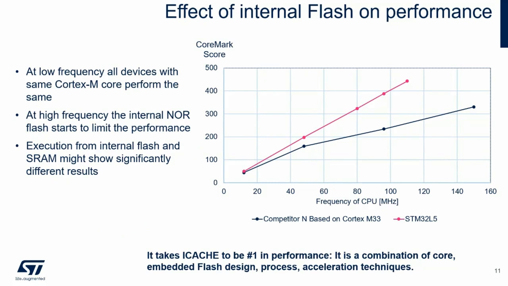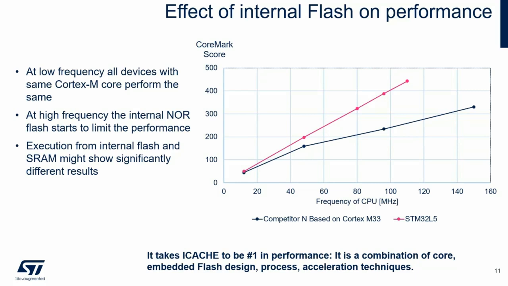In the graph, you see the dependency of CoreMark score on the frequency of the core for STM32L5 and one of our competitor that is also based on Cortex-M33. In both cases, the code is executed from internal flash. At low frequency, the performance is almost the same, but at higher frequencies, the flash wait states and the lack of cache start to limit our competitor. L5 reaches similar performance at 80 MHz, where the other device needs to run at 150.